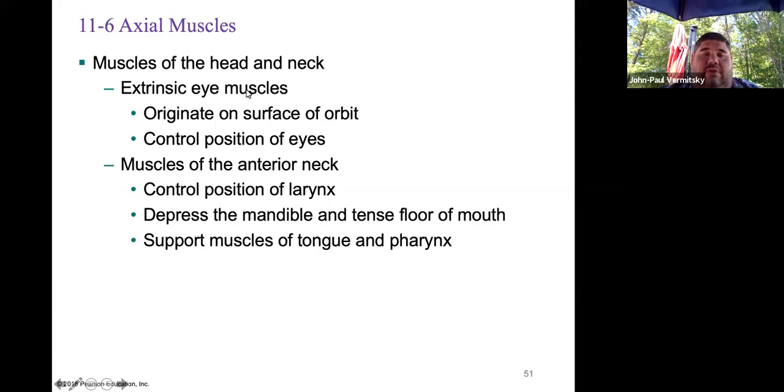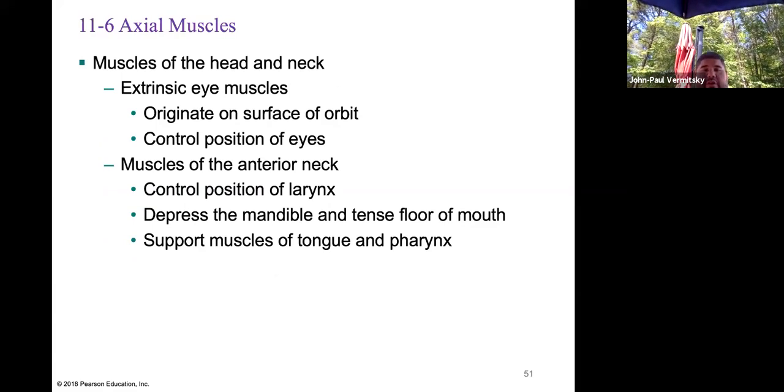This will also include muscles that move the eye, and these are referred to as your extrinsic eye muscles. There are actually quite a few muscles that will move the eye in various directions, and also help control the position of the eyes. And then muscles of the anterior neck. This will control the position of the larynx, depress the mandible and tense the floor of the mouth, and support the muscles of the tongue and the pharynx.